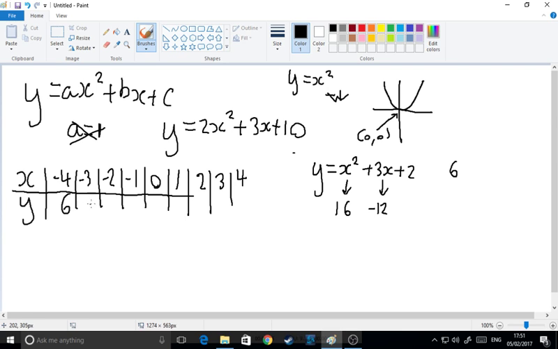I'm just going to try and do the rest now very fast. For -3, -3 squared would be 9, minus 9 plus 2, so y equals 2. For -2, 4 minus 6 plus 2 would be 0. For -1, 1 minus 3 plus 2 would be 0. For 0, 0 squared plus 2, so 2. Sorry, I don't know why my brain bugged out. For 1, x squared is 1 plus 3 is 4 plus 2 is 6.